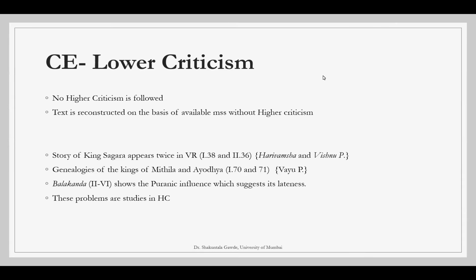Audible. Okay, okay. So what I was saying is, we can see that Balakanda and Uttarakanda are considered to be interpolated.